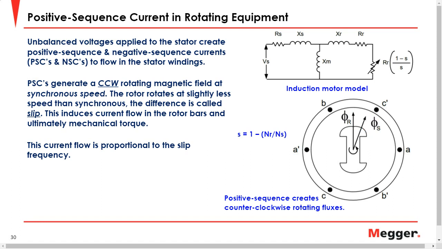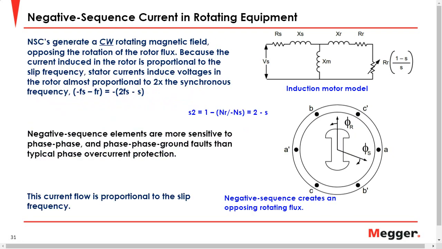But as opposed to that, with the negative sequence current, we're looking at a force that's opposing that positive sequence. So instead of having that ABC rotation, we're looking at ACB rotation. Based on the system rotation or system sequence being ABC counterclockwise, the negative sequence currents generate a clockwise rotating magnetic field, and that opposes the rotation of the rotor flux.